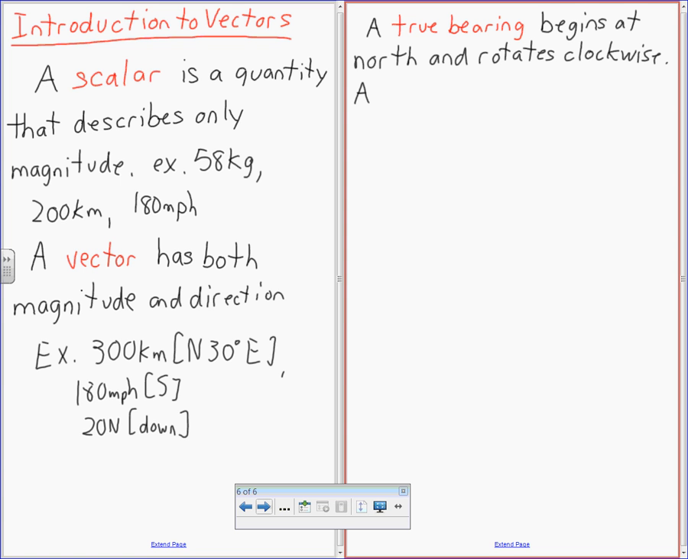So the second one is called a quadrant bearing. It is compass measurement. And I'll do an example of both here in a second. So compass measurement would be like north 30 degrees east, south 11 degrees west, stuff like that. That's compass measurement.